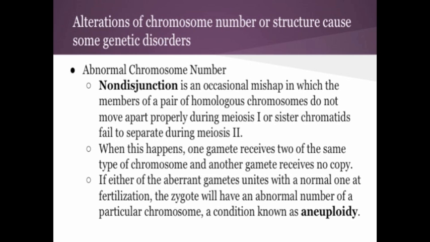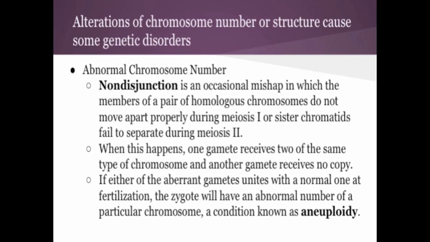Alterations of chromosome number or structure cause some genetic disorders. Abnormal chromosome number. Non-disjunction is an occasional mishap in which the members of a pair of homologous chromosomes do not move apart properly during meiosis I, or sister chromatids fail to separate during meiosis II. When this happens, one gamete receives two of the same type of chromosome, and another gamete receives no copy.